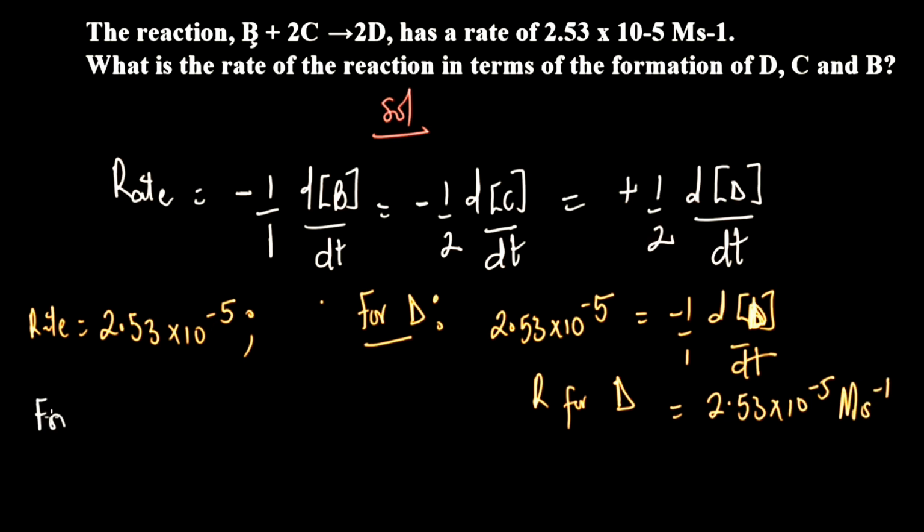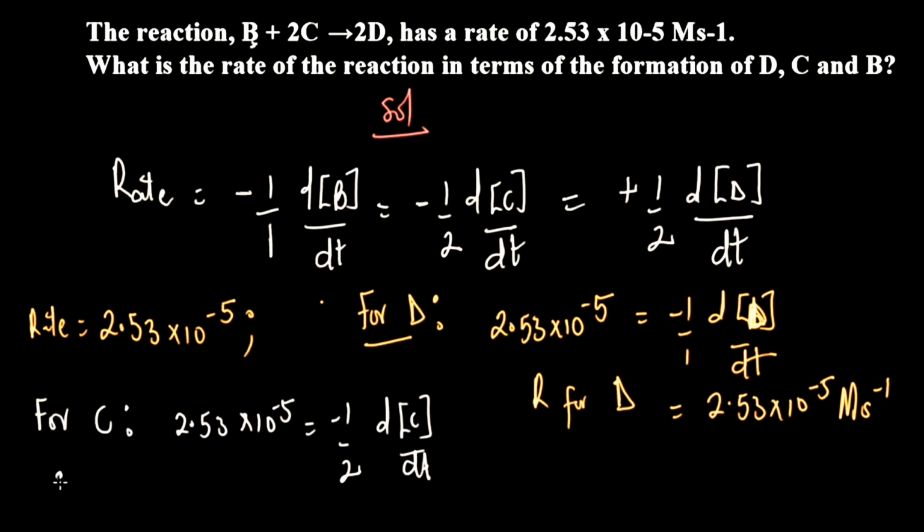So for C, we have that 2.53 times 10 raised to the power minus 5 equals negative 1 over 2, change in C over change in time. And therefore we have 2 times 2.53 times 10 raised to the power minus 5. And that equals 5.06 times 10 raised to the power minus 6 molar per second.